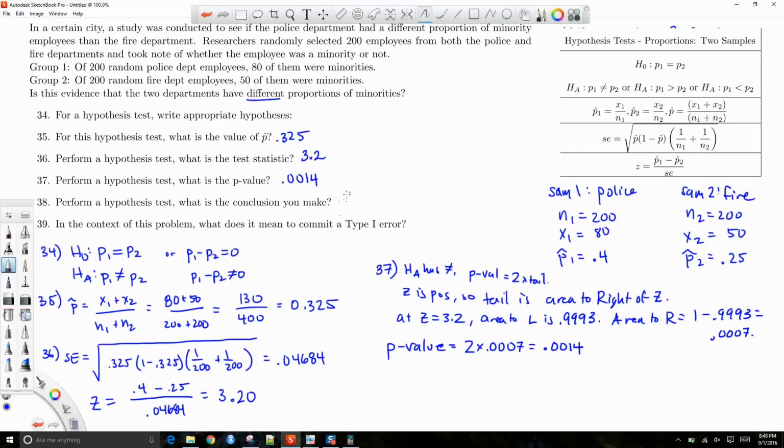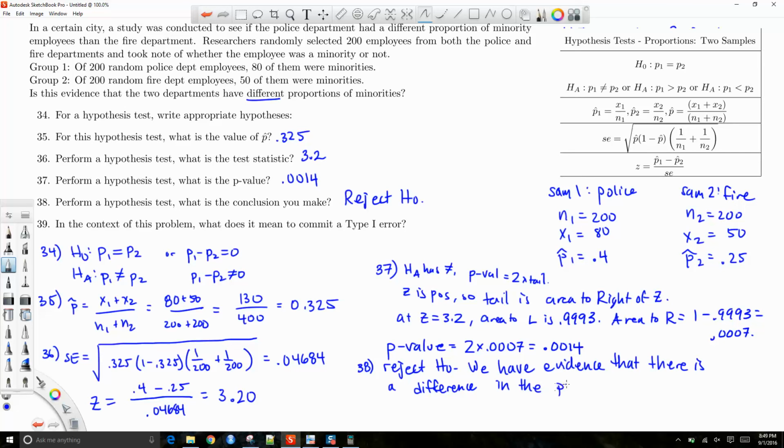So at 38, we would reject the null hypothesis. We have evidence that there's a difference in the proportion of minority employees. I just made these numbers up for this problem, so I have no idea what things are like in real life.